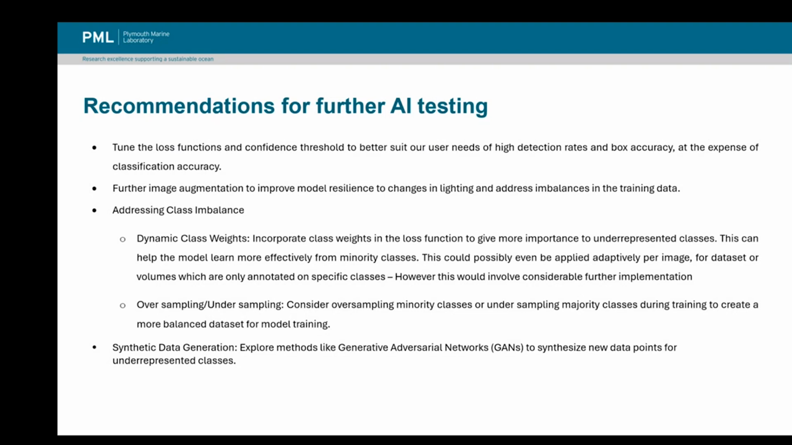And we need to address class imbalance. So we're always going to have in ecology this situation where for some animals we have loads and loads of annotations because they're really common, and some we don't have many, and that's what we call an imbalanced data set. So there are ways of addressing that to help your model understand better what all things look like. You can use dynamic class weights in your AI model, and you can do over or under sampling to counterbalance the minority classes you've got. And you can also generate data synthetically, which can help, again, just provide a bit more for your model to go on.